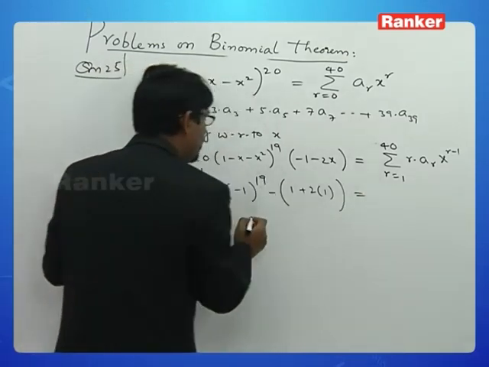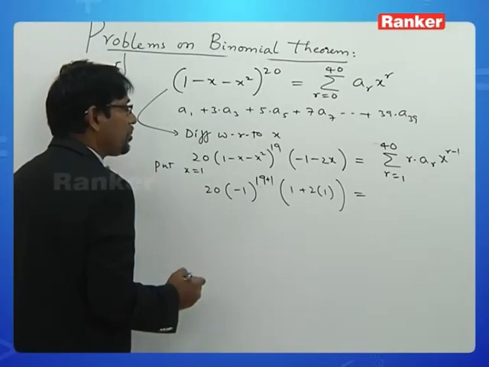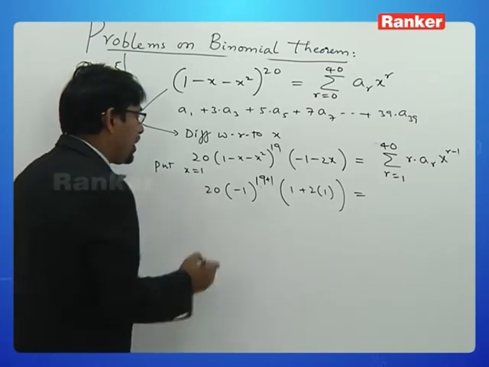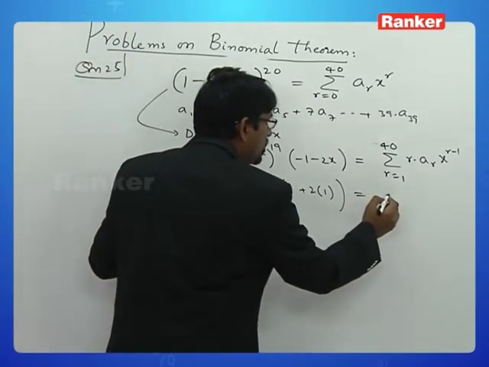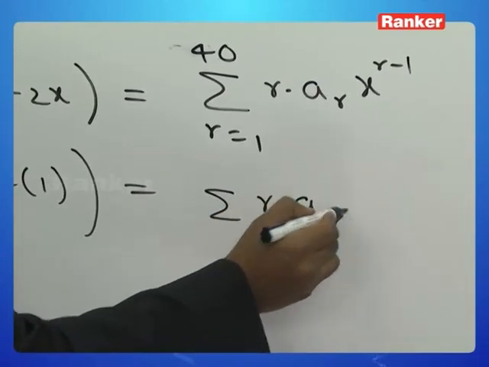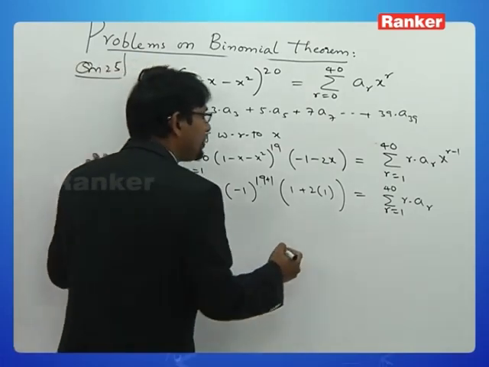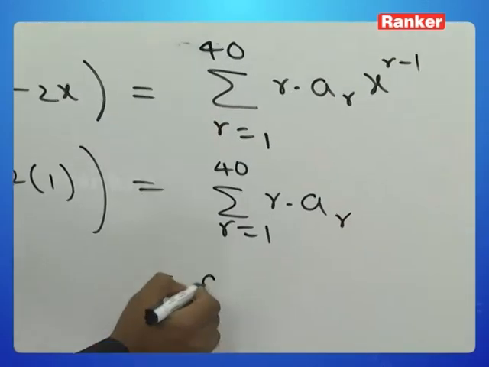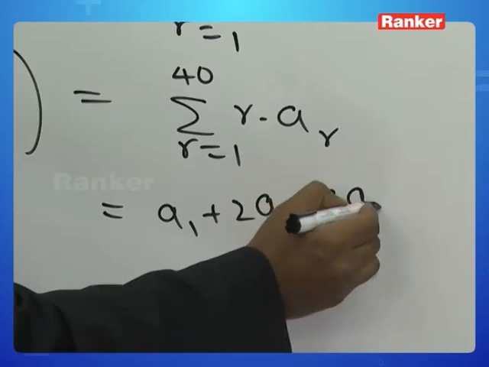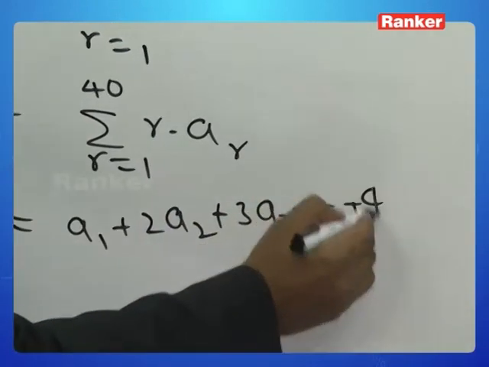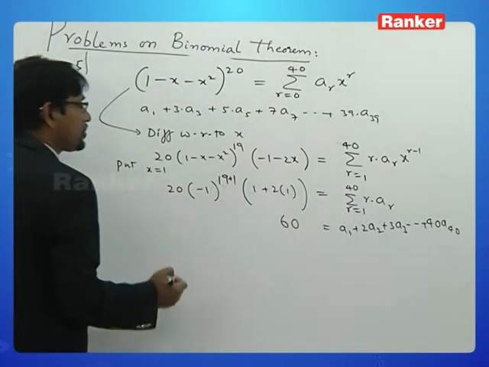So 20 into 3, that is what you get. The left hand side comes out to be minus 1 power 19 plus 1 makes it plus 1, and we have 1 plus 2, that is 3 into 20, 60, and that is equal to sigma r into ar, r ranging from 1 to 40. Looking at it in the expanded manner, this is what you have: a1 plus 2 into a2 plus 3 into a3 plus so on and so forth, 40 into a40 is coming out to be 60. That is equation 1.